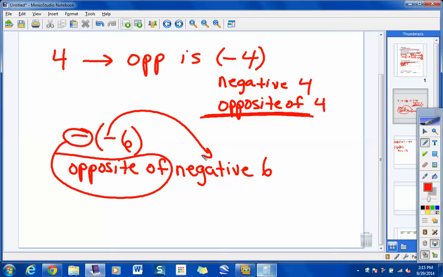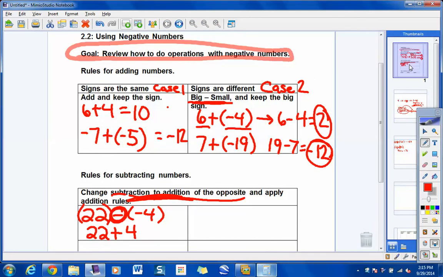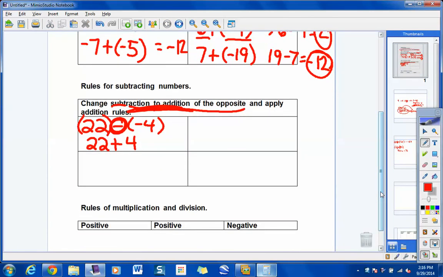Okay. So backing up to this example, this is really the same as 22 plus 4. Hey, signs the same or different under addition now? They're the same. Add them up. What have you got? 26.